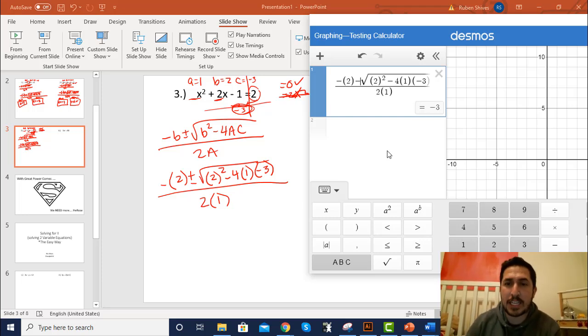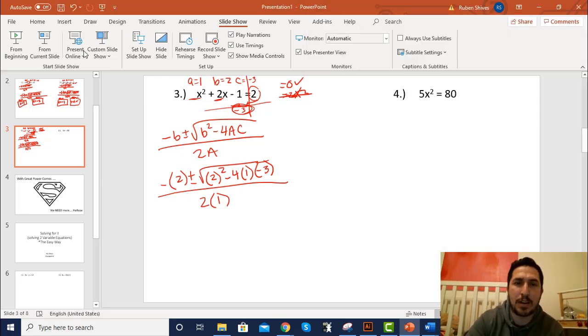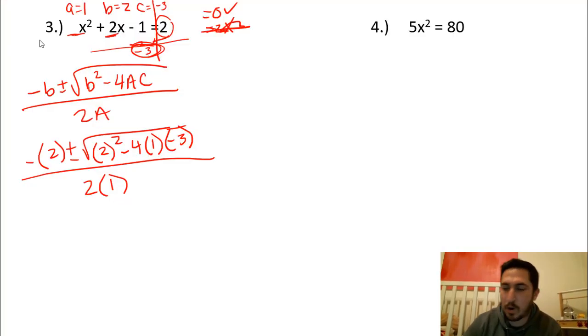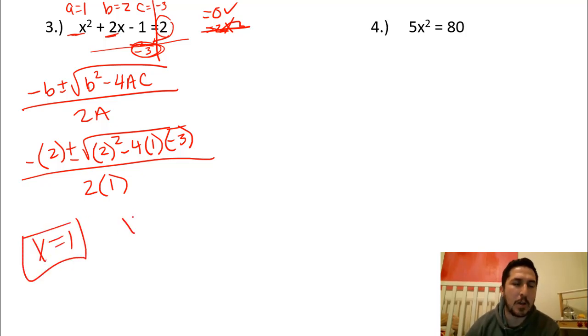When I change it to a minus sign, it gives me a -3. Let's go back and write both of those down. 1 and -3. There you go. So it's x equals 1 and x equals -3.